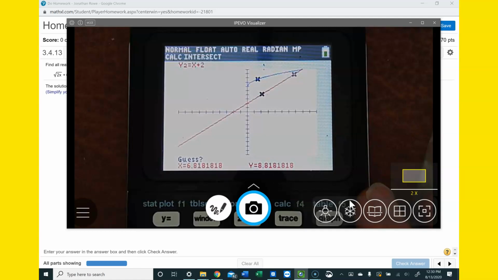And I'll go ahead and tell you this. If it crosses more than once, whichever intersection you have this cursor closer to when you hit guess is the one it's going to give you. So I'm going to hit enter, and it tells me that the intersection is x equals 8, y equals 10. So that's the solution. If we're just solving for x, the answer is x equals 8. The 10 would just tell you what you would get on both sides of the equation. 10 equals 10 if you plugged in 8 for x.